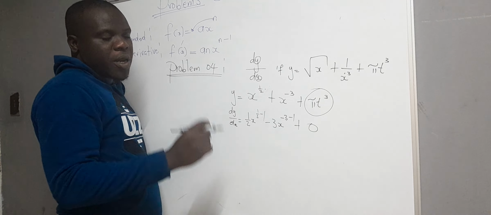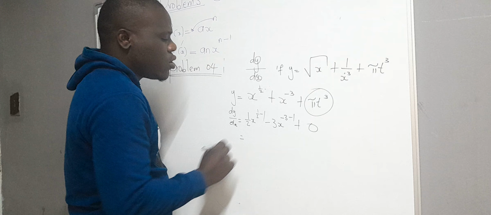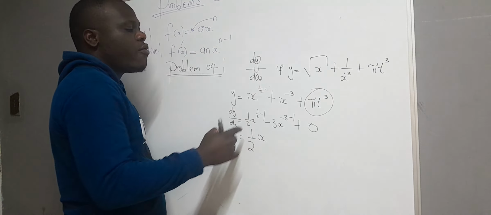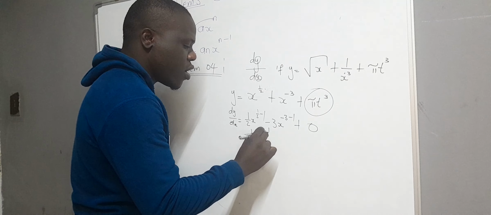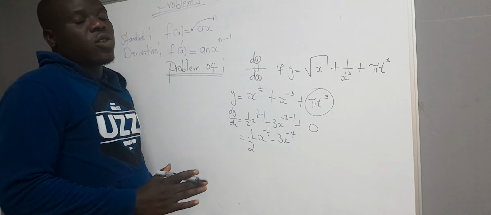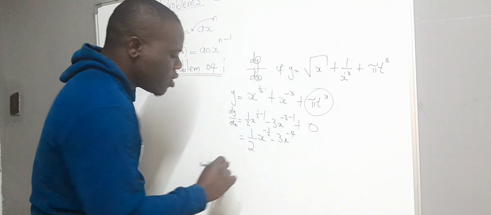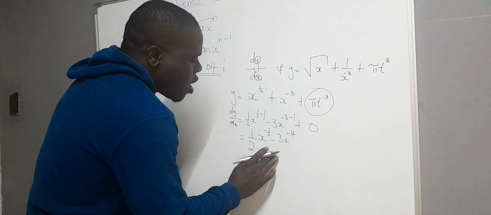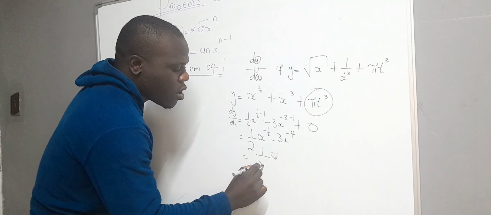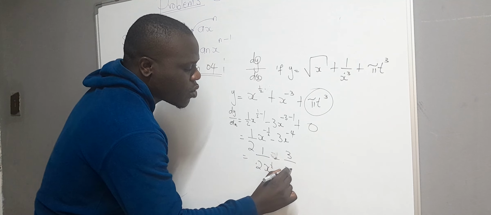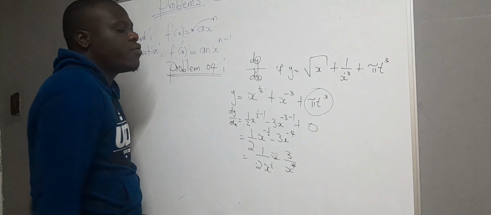Our main goal is to look at x. Then it equals, we are going to have half x. Half minus 1 is the same as negative half. Minus 3x. Negative 3 and negative 1 is the same as negative 4. So you must make sure that all your x are in positive exponent. So then you are going to have 1 over 2. Let's take this one down. So this is going to be the same as x to the power of half, minus 3 on top over x to the power of positive 4.